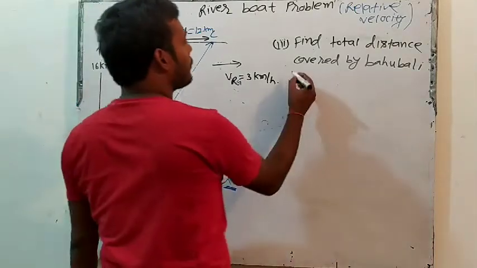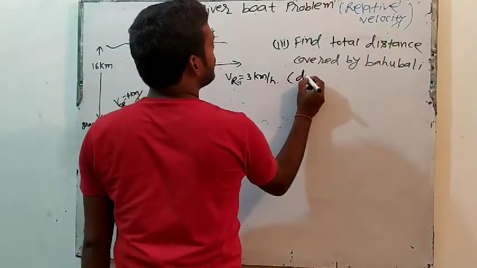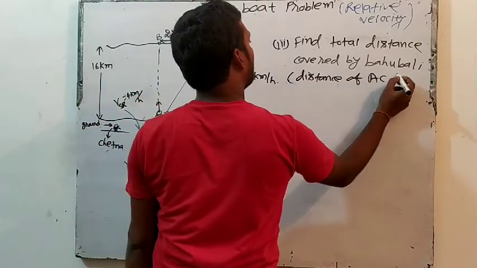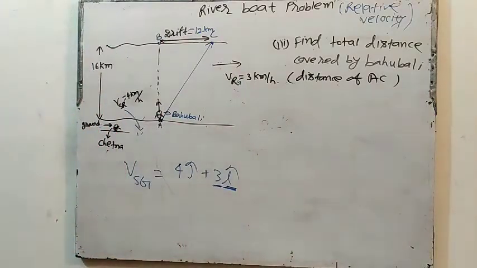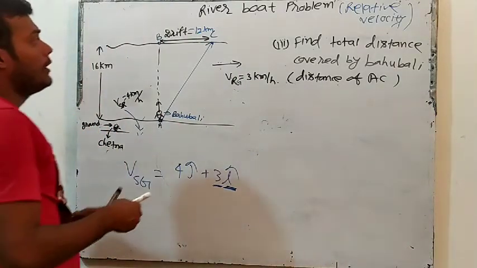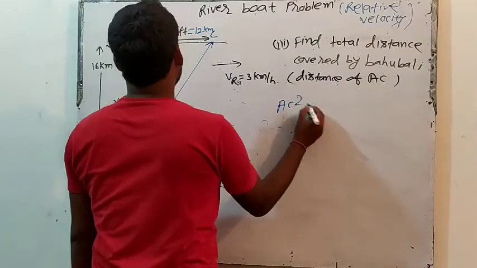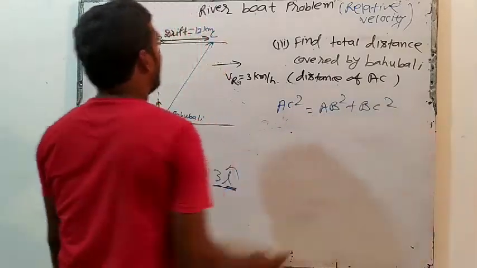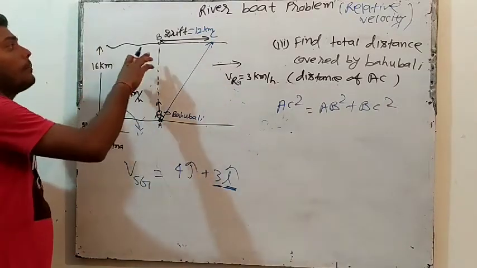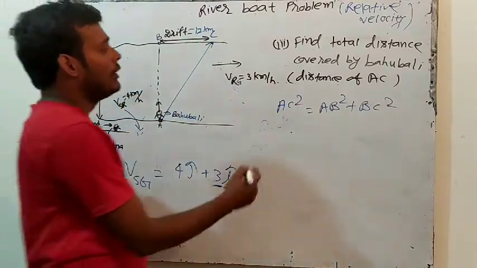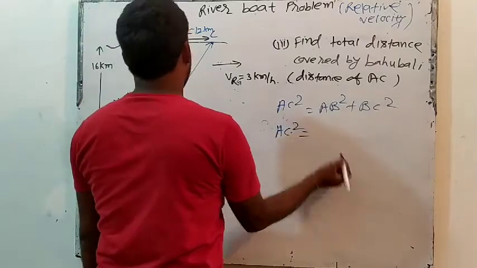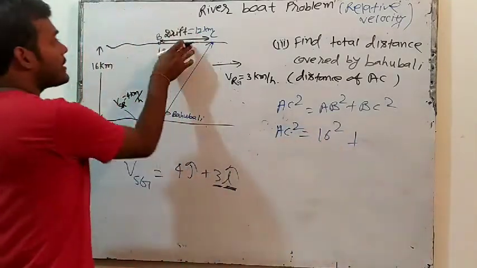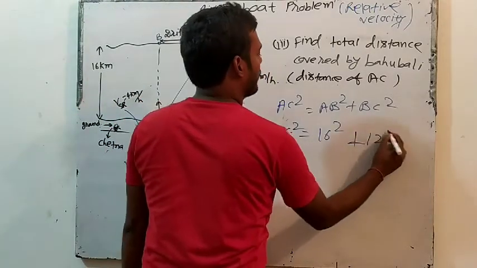That means what we have to find? We have to find the distance of AC. Can we find the distance of AC? Which theorem? Pythagoras theorem. So can we write AC का square is equal to AB का square plus BC का square? अरे hypotenuse square is equal to perpendicular square plus base square. So AC का square is equal to AB is how much? AB is 16. So 16 का square plus BC is how much? 12. So 12 का square.